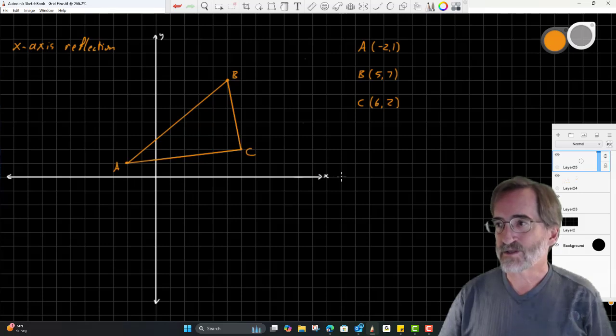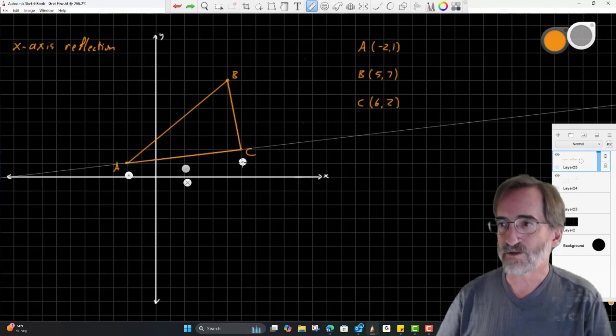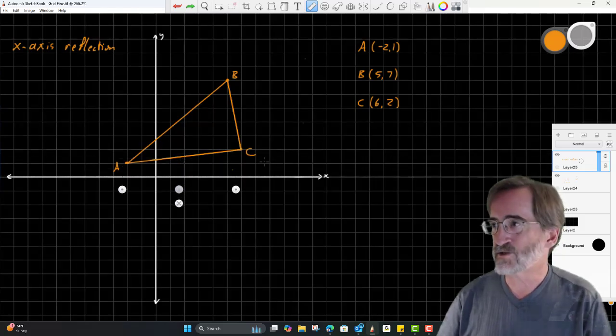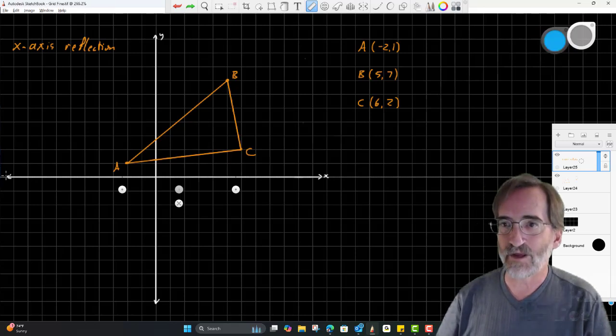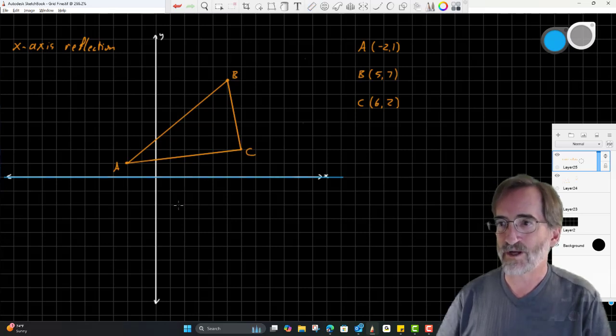And the x-axis, being right here, is a horizontal line, right? Corresponds to all y coordinates that are 0. And so we're going to reflect across this x-axis. I'm going to pretend this is maybe the surface of a lake or a sheet of glass.